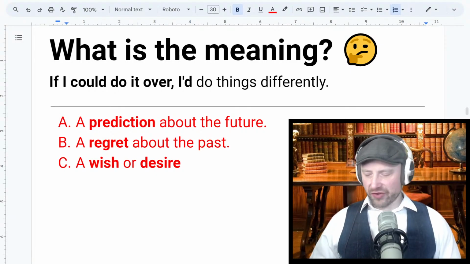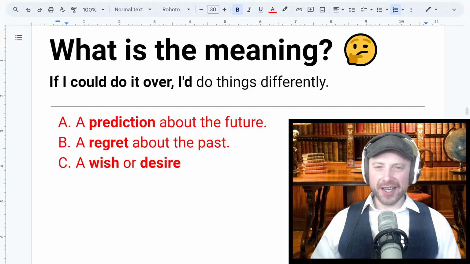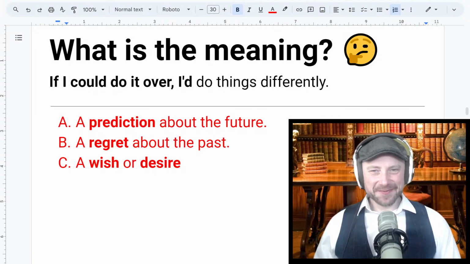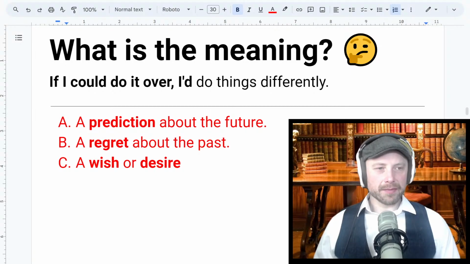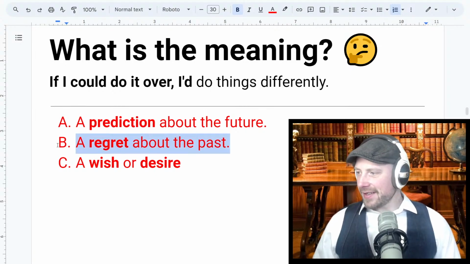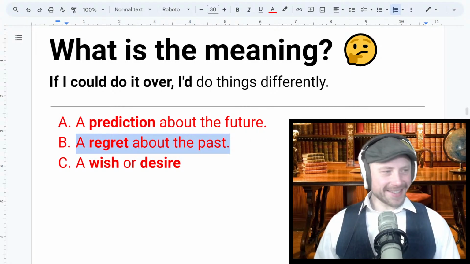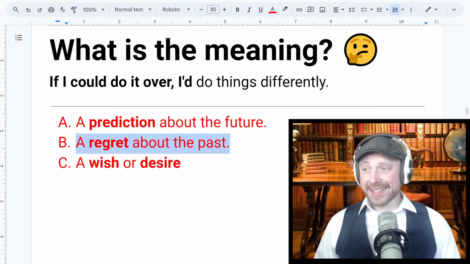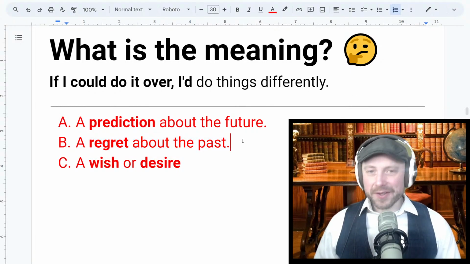It is a little bit tricky here because we do actually have different options. We got those B's coming in. That's right. This one is a regret. If I could do it over, if I could do it all over, which means if I could do it again, I'd do things differently.